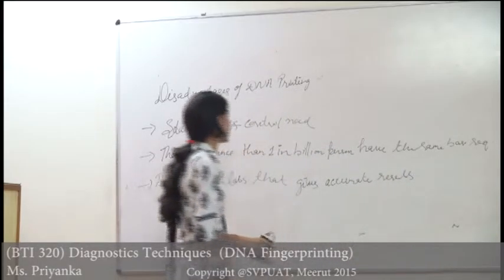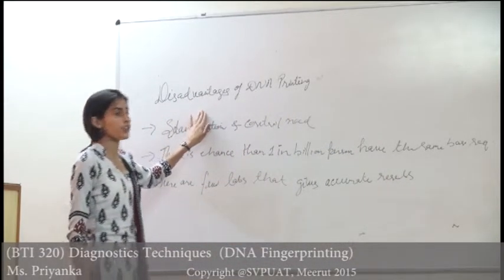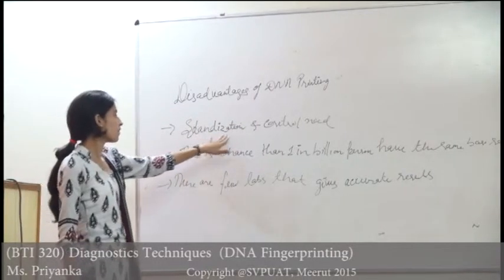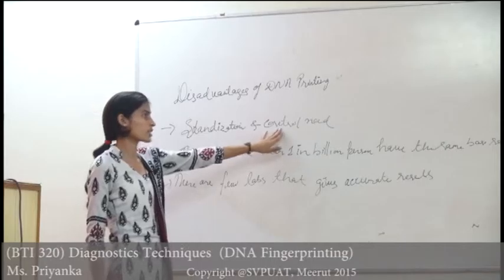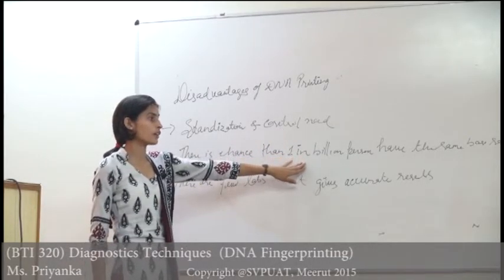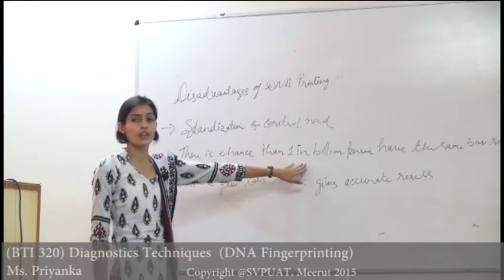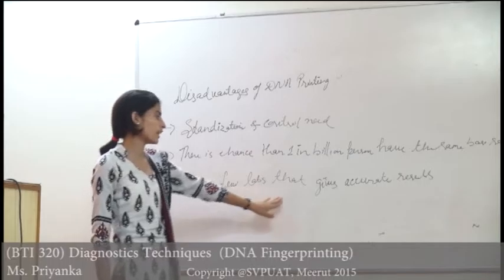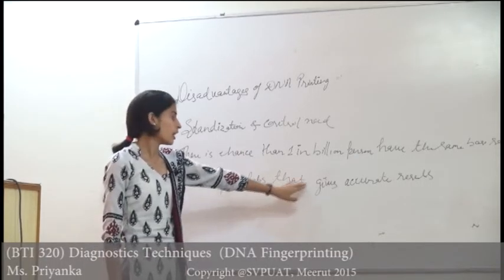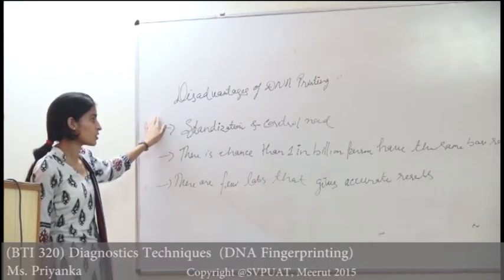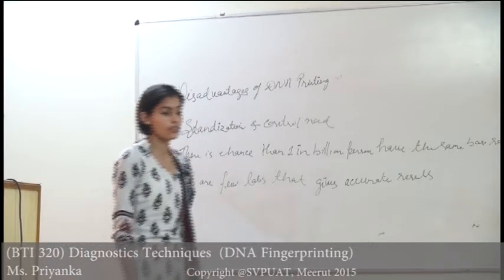So besides the various advantages of DNA fingerprinting, these are some disadvantages. First, further standardization and control is needed. Second, there is a chance that 1 in a billion persons have the same base sequence, so it gives inaccurate results. Third, there are very few labs in the world that give accurate results, and accurate results are very necessary in DNA fingerprinting. So these are some disadvantages of DNA fingerprinting.